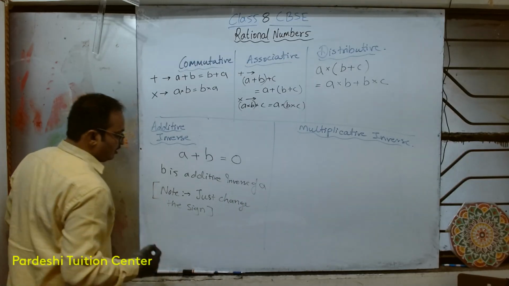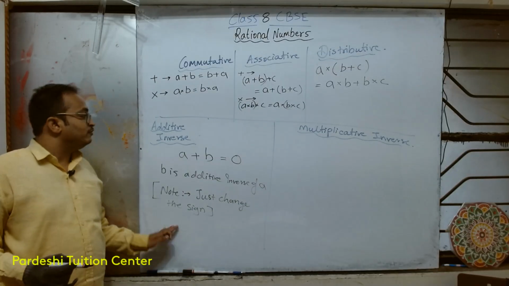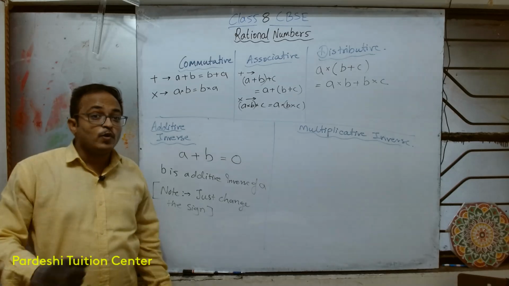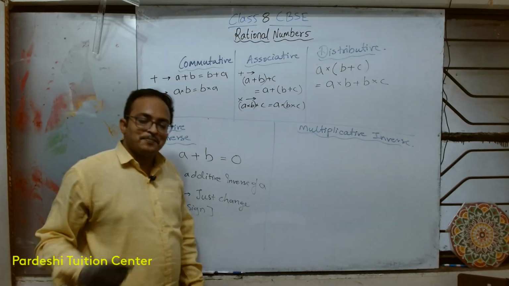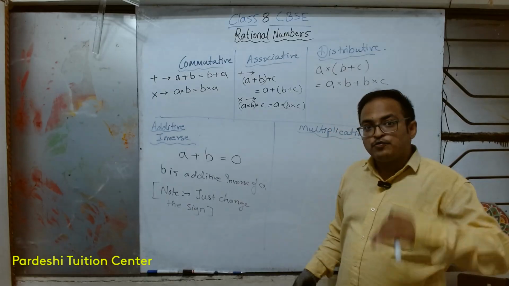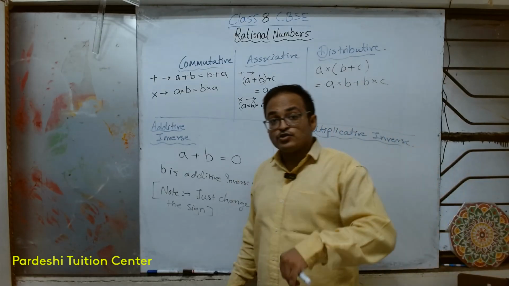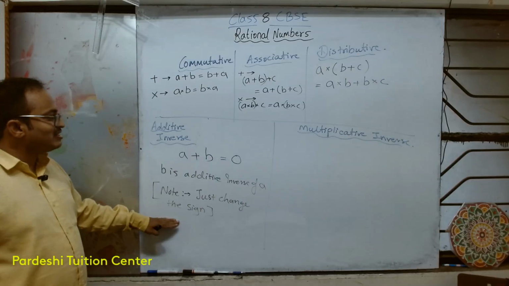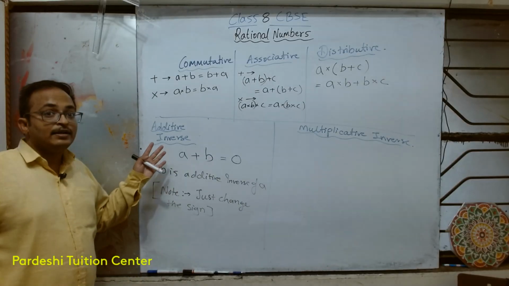Okay, so here by just changing the sign we will get the additive inverse of any number. The additive inverse of 1 is -1, 2 is -2, 3 is -3, 0 is 0, 1 by 4 is -1 by 4, -2 by 3 is +2 by 3, -2 is 2. Just change the sign, you will get the additive inverse of that number.